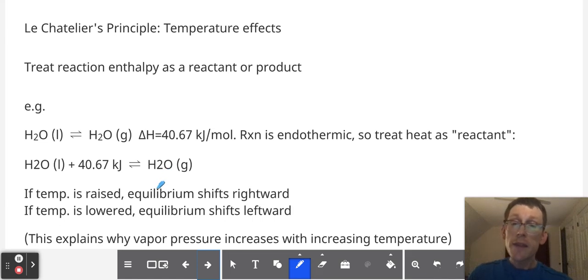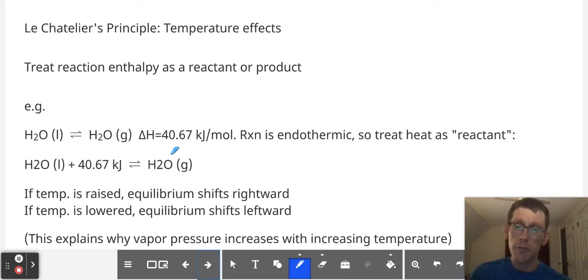And this is actually why vapor pressure will increase as you raise the temperature. Vapor pressure at, say, 5 degrees Celsius is pretty low, but as soon as you get up to 70, 80, 90 degrees, we're approaching atmospheric pressure being equal to vapor pressure. And that's all because you're raising the temperature, you're making the equilibrium move more towards the product side, the gaseous side.